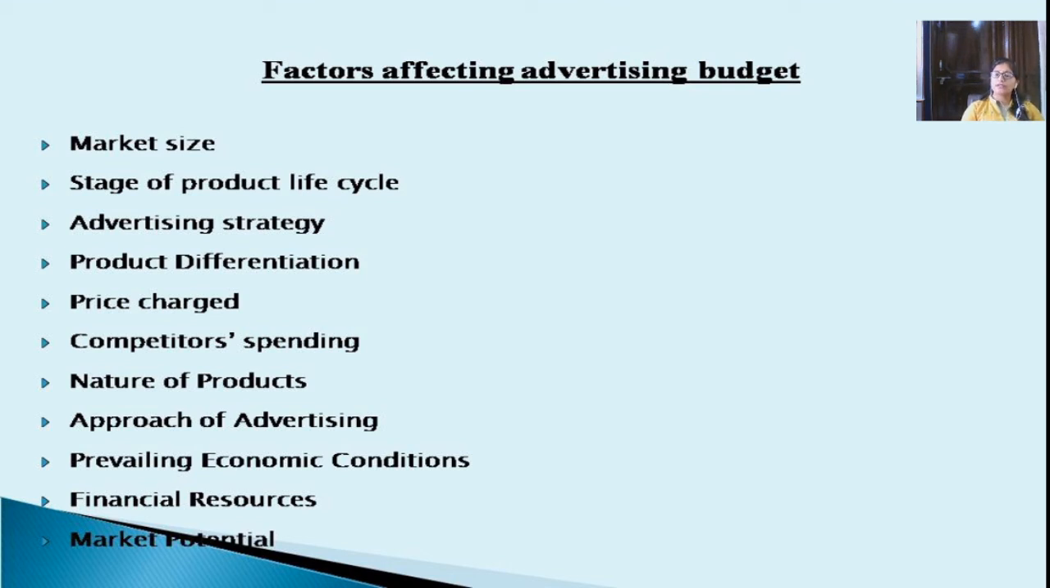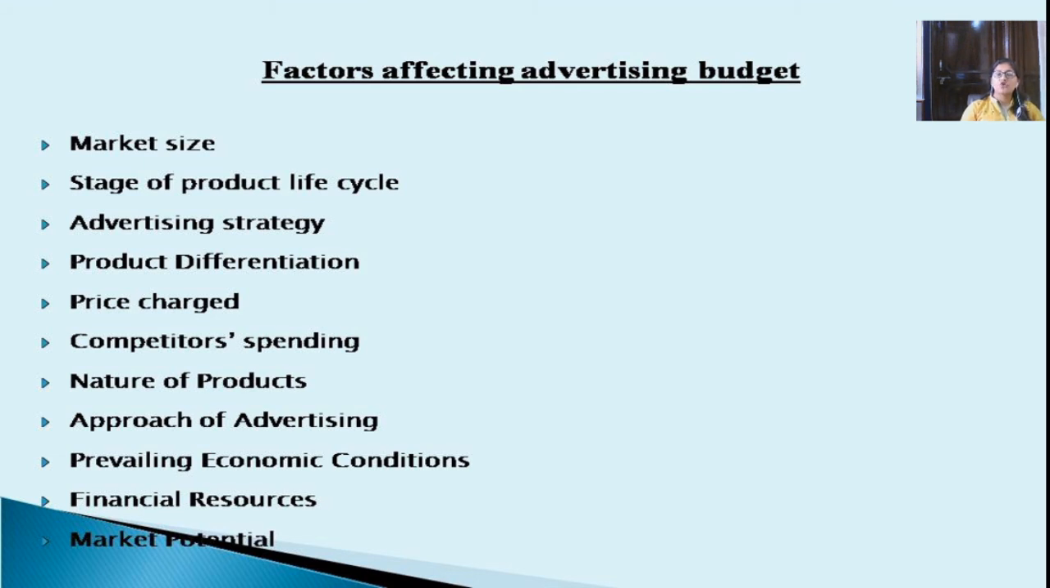Then is competitor spending. We have to closely look at the competitors' spending. What are their strategies, what are they doing on the part of advertising. We have to look at that closely, as it can affect our planning. Then is nature of the product. What is the nature of the product, whether it is perishable goods or durable goods, or what kind of goods they are, and what kind of awareness these goods need. Accordingly we have to decide.